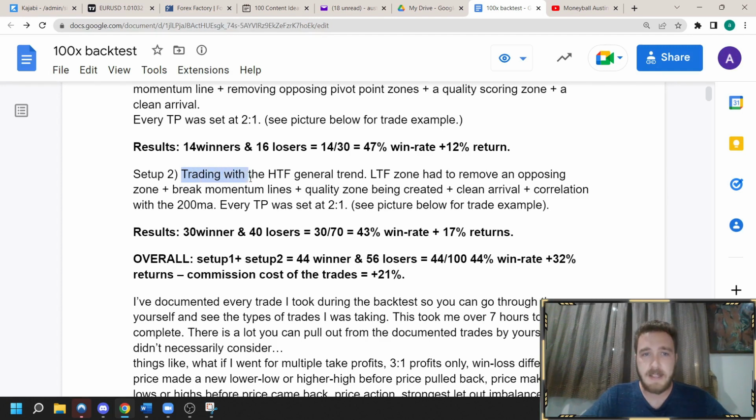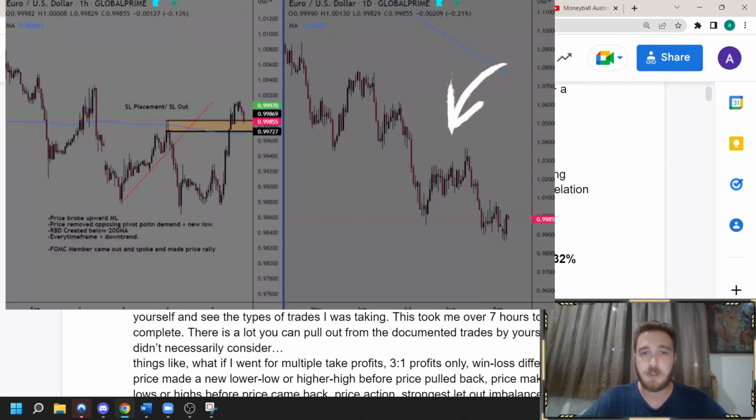So this is going to be the exact same setup generally, but we want to be trading with the higher time frame trend. We don't have to be trading inside the higher time frame zone. We can't trade counter trend, so there's no counter trend trading at all because those are low quality trade setups. So we want to be making sure that we're trading with the general higher time frame trend.